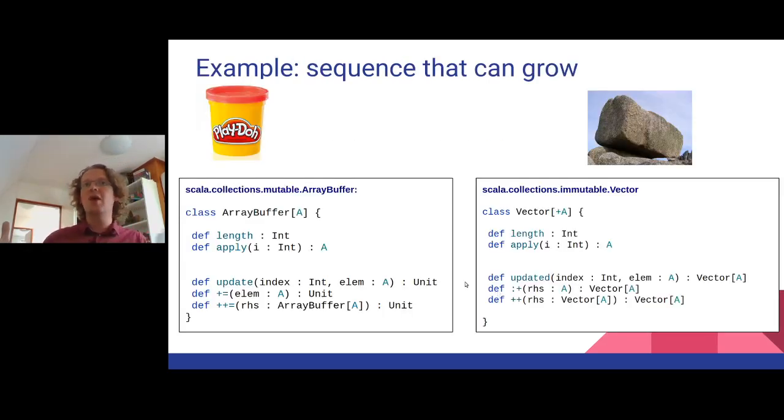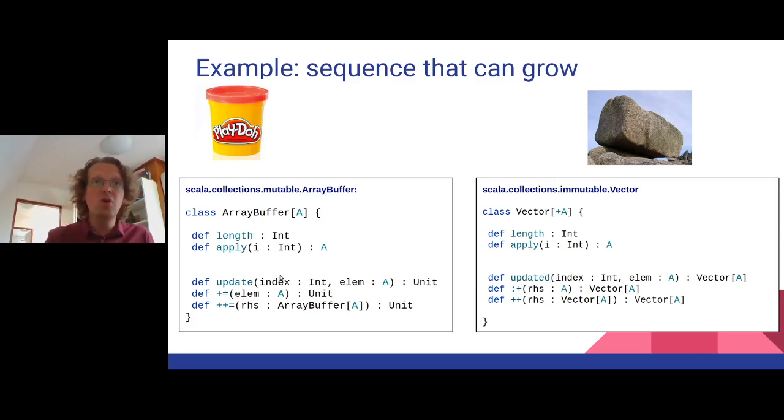So, for example, suppose I want a sequence that can grow. Then, if I want a mutable version, I can use the ArrayBuffer. If I want an immutable sequence that can grow, meaning I can add stuff to the end and get a new sequence, because otherwise it's not immutable, I can use the Vector. So both of them have the following definitions. You can ask for the length, and you can call apply, which just means asking for the element at the ith position. This is the method that's being called when you use the indexing notation.